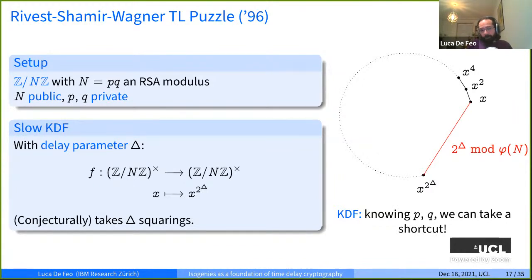Whereas if you don't know the trapdoor, then you're essentially doing squarings in a group of a known order. And conjecturally, there is no faster way to do this than doing this delta-squaring sequence. So this is the basic idea behind the Rivest-Shamir-Wagner time puzzle, and this is still believed to be secure, modulo, of course, the security of the RSA function, which is not post-quantum safe, and modulo really evaluating how long it is going to take to evaluate this kind of squarings, you get a secure time lock puzzle.